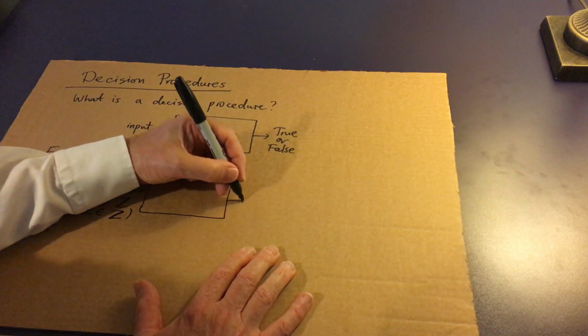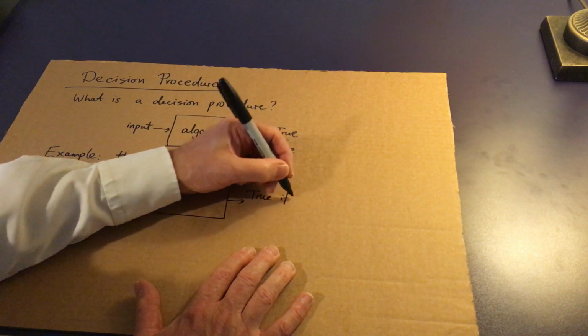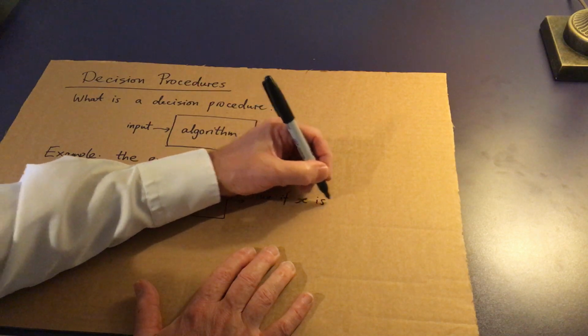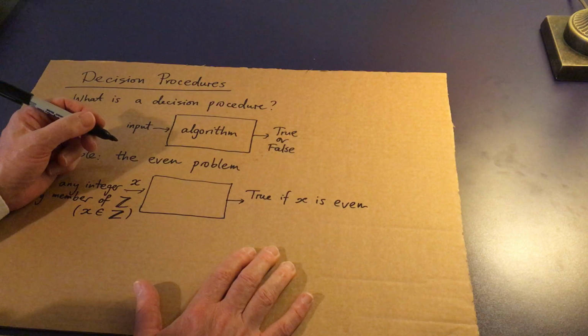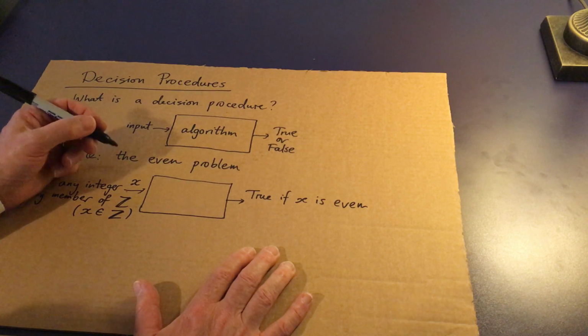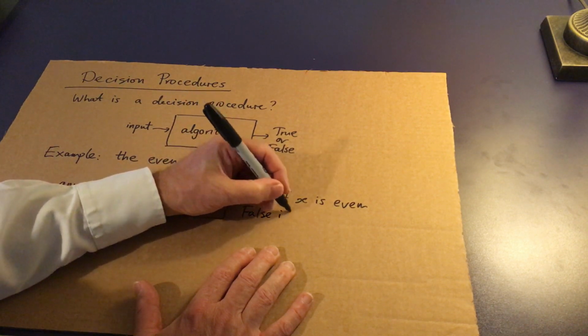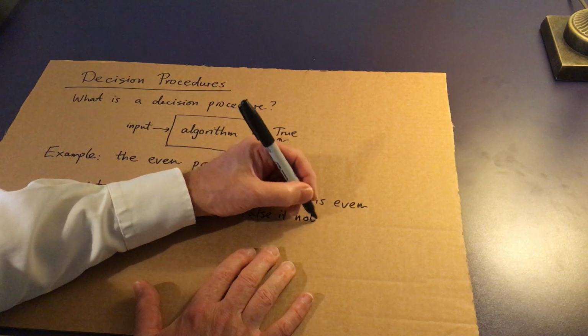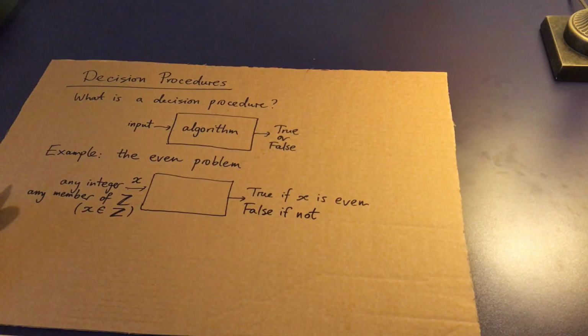The output, what we want is true if x is even, an even number like 2, 4, 6, 8, also the negative numbers, minus 2. In other words, if it divides exactly by 2, and false if not. So that defines the even problem. We put in an integer, we want it to return true if it's even, and false if it's not.